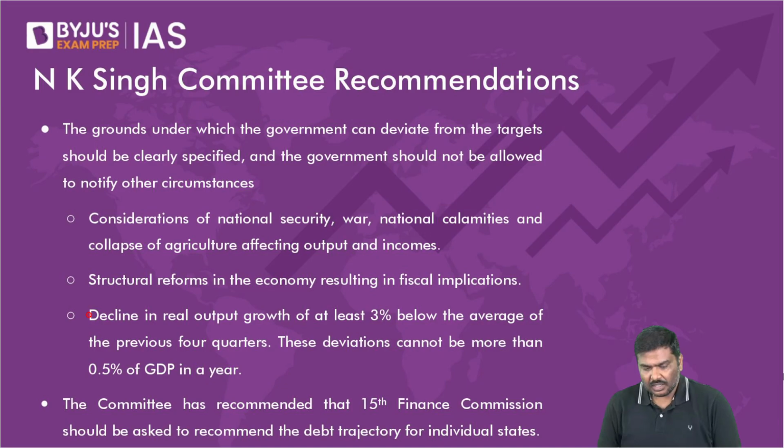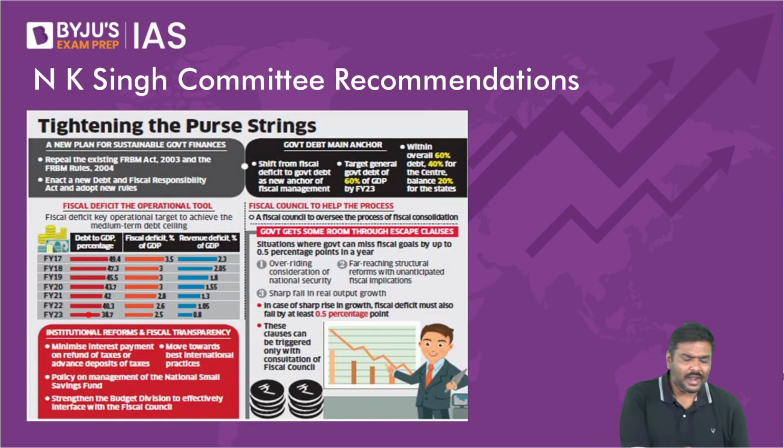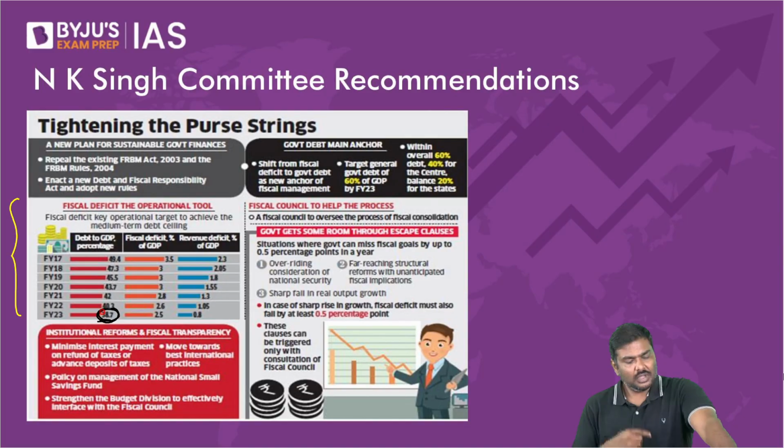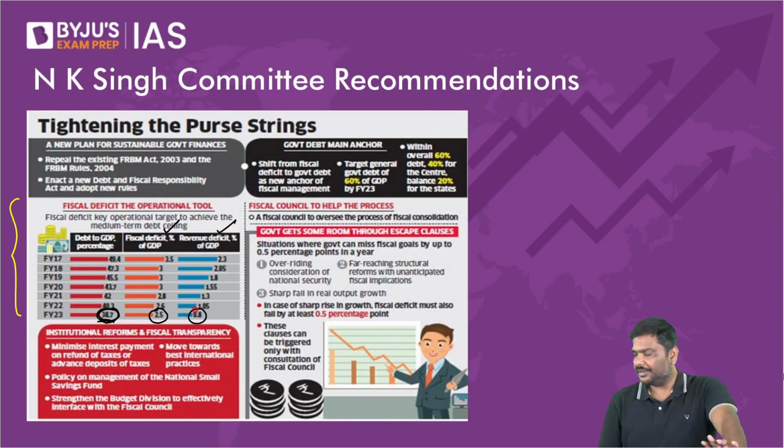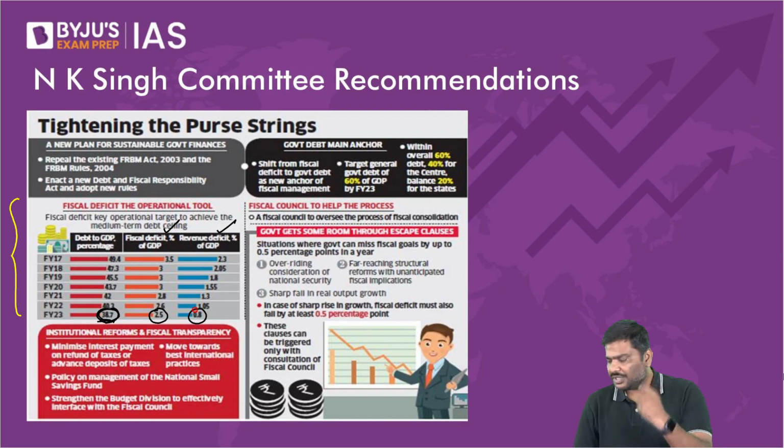Please look at the table here. Do not memorize anything in the table. Please observe the table. The committee has recommended that by financial year 23, we should be able to bring down the debt to GDP ratio of the central government to below 40%. The fiscal deficit we should reduce to 2.5%, and the revenue deficit to 0.8%. I'll repeat the statement. The debt to GDP ratio should be 38.7%, the fiscal deficit should be 2.5%, and the revenue deficit should be reduced to 0.8% of GDP by financial year 23.